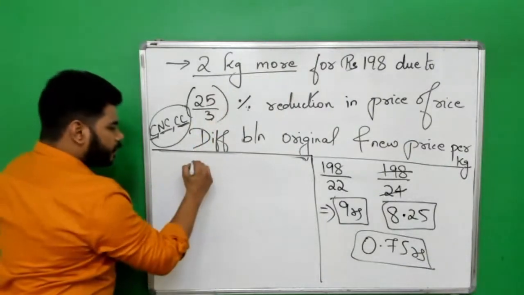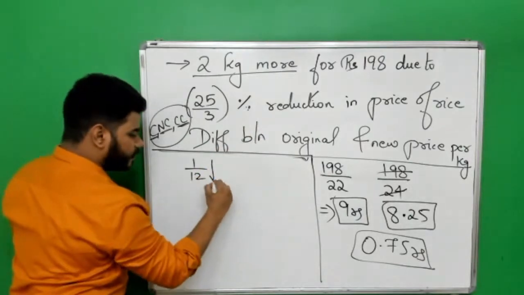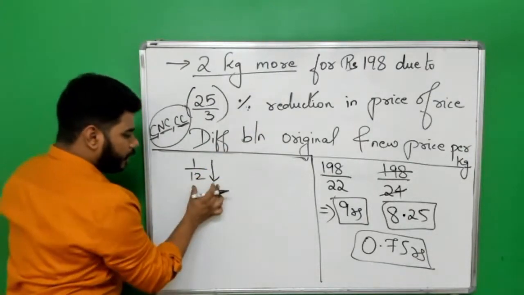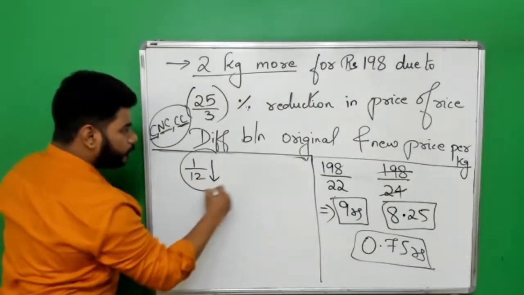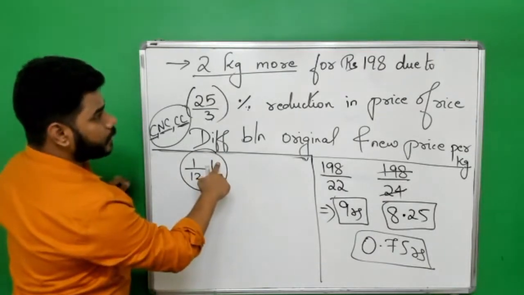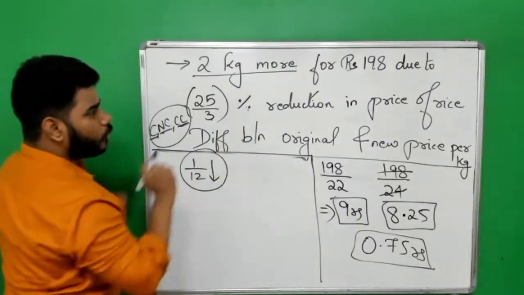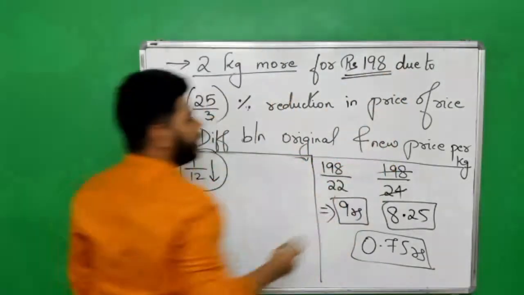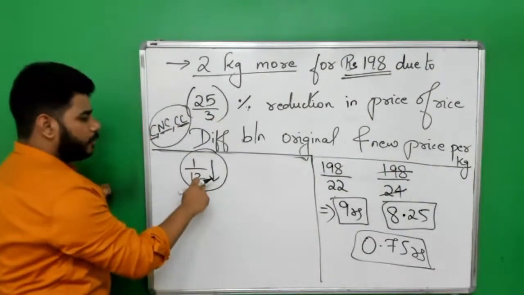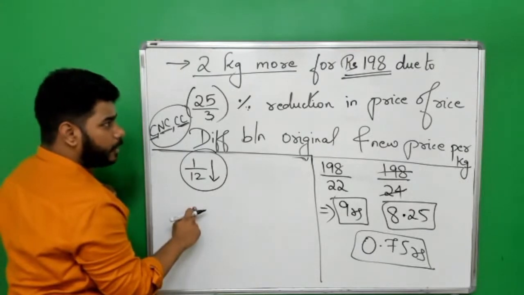Sir, 25 by 3% is nothing but 1 by 12. Okay, 1 by 12, what is happening? Sorry, due to the 25 by 3% reduction in price, the price is decreasing by 1 by 12. Sir, what is the total price, sir? It is nothing but 198. So decreasing by 1 by 12. So what is 1/12 of 198, sir? It is nothing but 198 by 12.